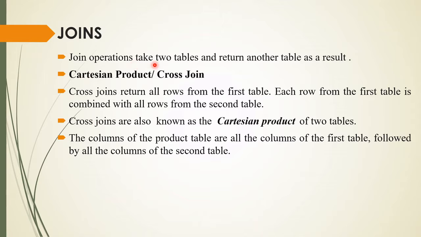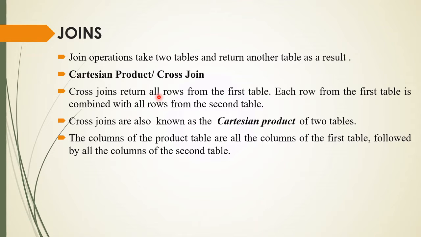Join operations take two tables and return another table as a result. It is a Cartesian product or cross join. Cross join returns all rows from the first table. Each row from the first table is combined with all rows from the second table. Okay, so here we have two tables and it will return another table. This is the operation of join.